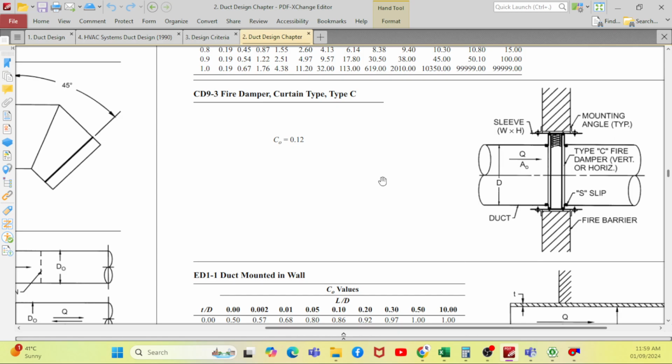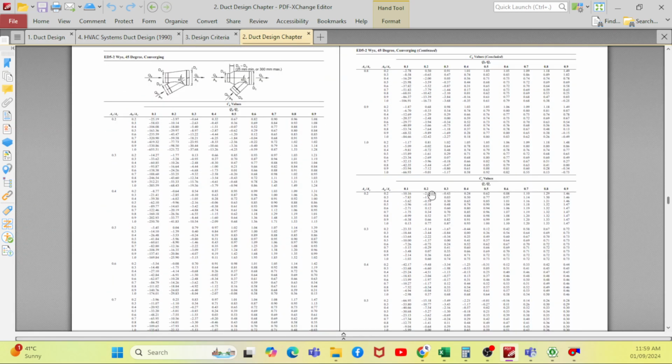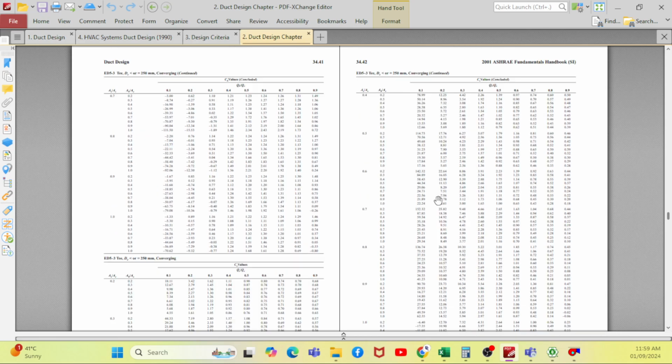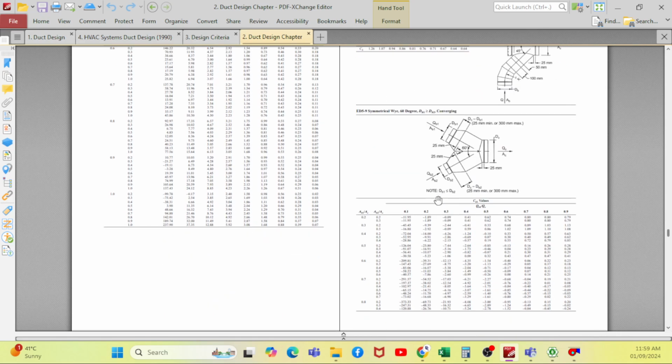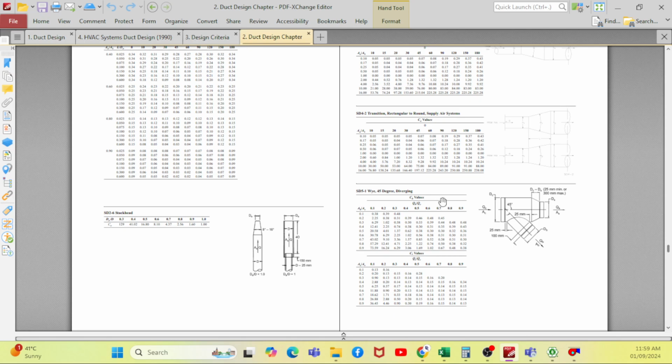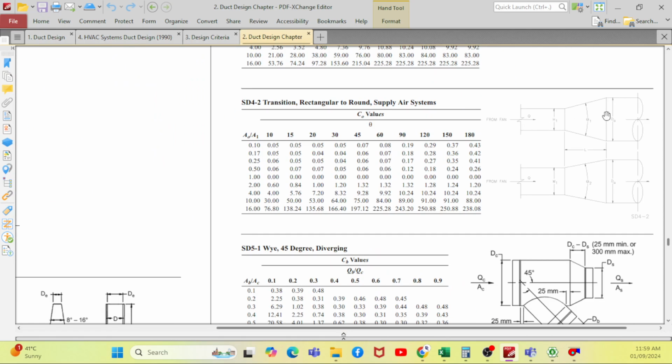Okay, and if you go to different fittings, say for example, assume that I have a taper piece. For the taper piece, there is a value given here, A by A1. This is the area A0 and this is the area A1. If you divide these two values, you will get the ratio. Then, what is the angle of the taper? Then you can calculate the loss coefficient value here.